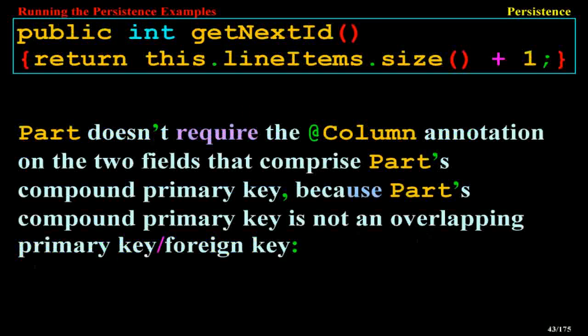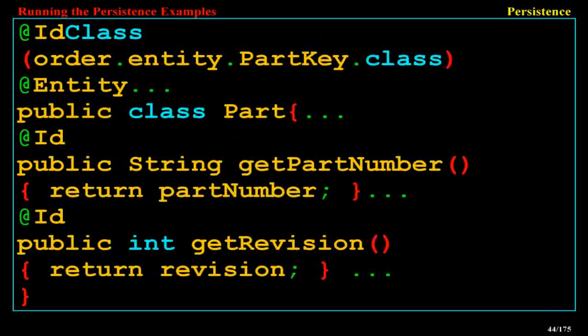Public id getNextId() returns this.lineItems.size() + 1. Part doesn't require the Column annotation on the two fields that comprise part's compound primary key, because part's compound primary key is not an overlapping primary key. Foreign key. IdClass Order.